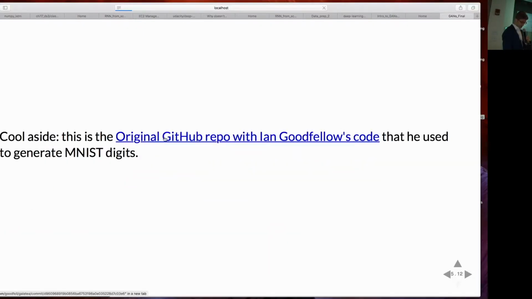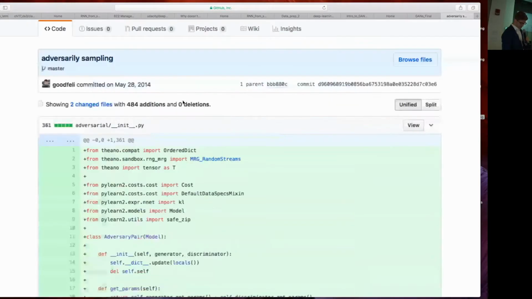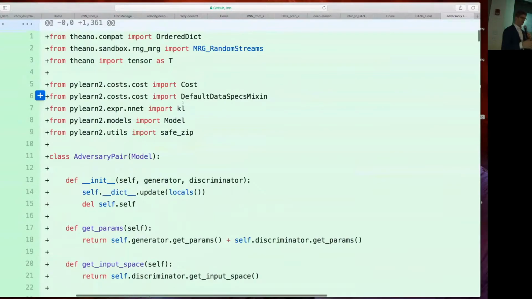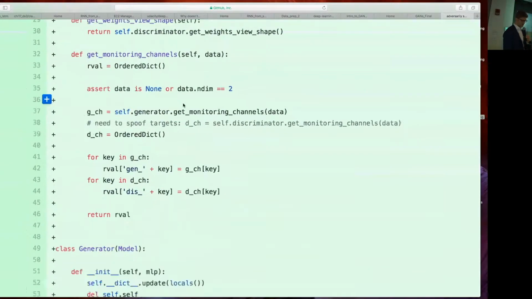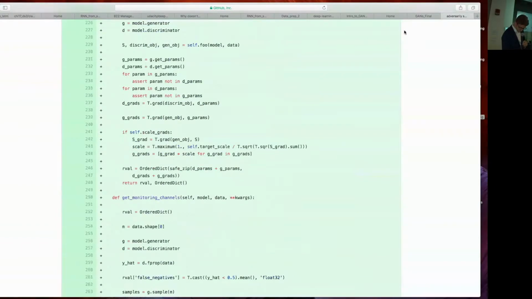And here's a cool aside. This is actually the original GitHub repo with the code that Ian Goodfellow used to code up the first version of GANs ever that generated MNIST digits. This is from his private GitHub repo that he made public when he got his PhD, from when he was a grad student at the University of Montreal. So there's a link to this in the talk.